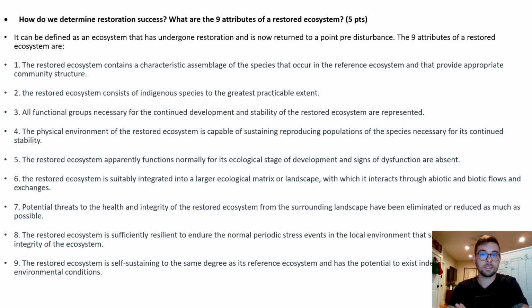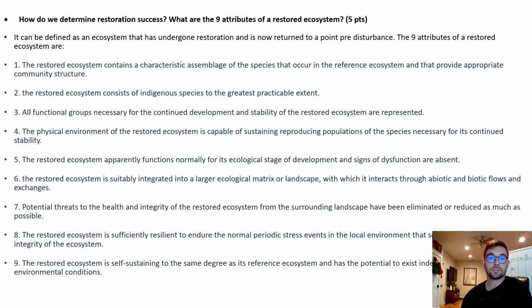The restored ecosystem contains a characteristic assemblage of all the species that occur in the reference ecosystem and that provide appropriate community structure. 2. The restored ecosystem consists of indigenous species to the greatest practical extent. 3. All functional groups necessary for the continued development and stability of the restored ecosystem are represented. 4. The physical environment of the restored ecosystem is capable of sustaining and reproducing populations of the species necessary for continued stability.